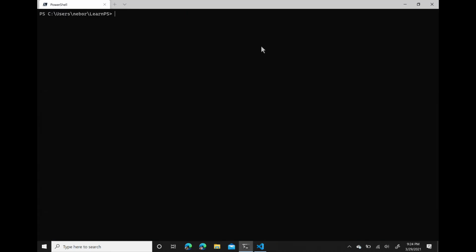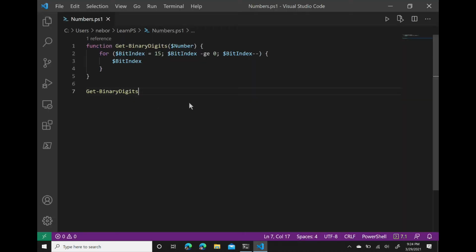So I'm going to clear the screen. Okay, so as we expect, it just counts down from 15 to 0. So we're going to loop 16 times, because 0 up to and including 15 is going to give us 16 iterations. And each iteration, we're going to start at 15, count down to 0. And now we want to get the corresponding bit in the number.